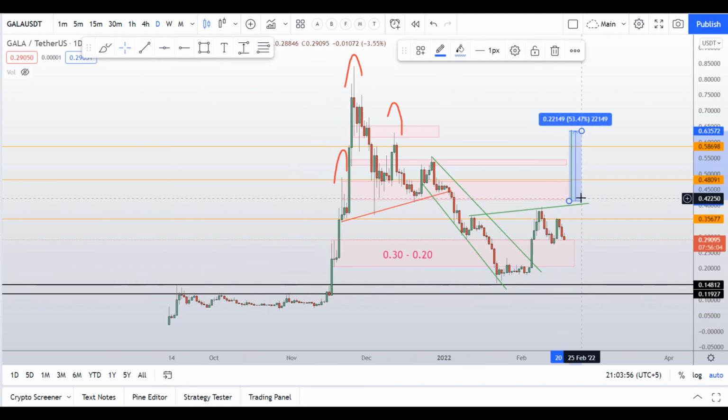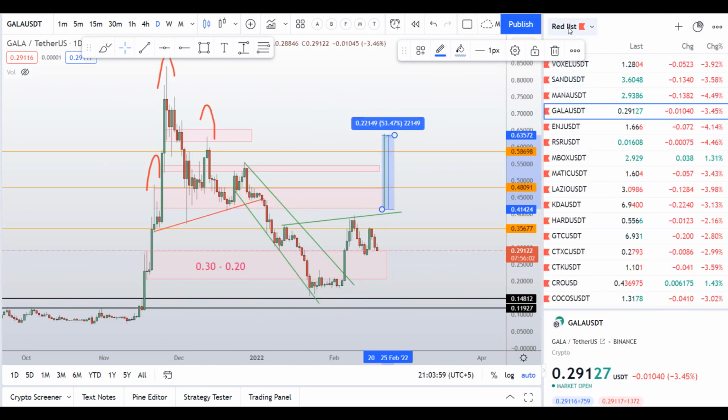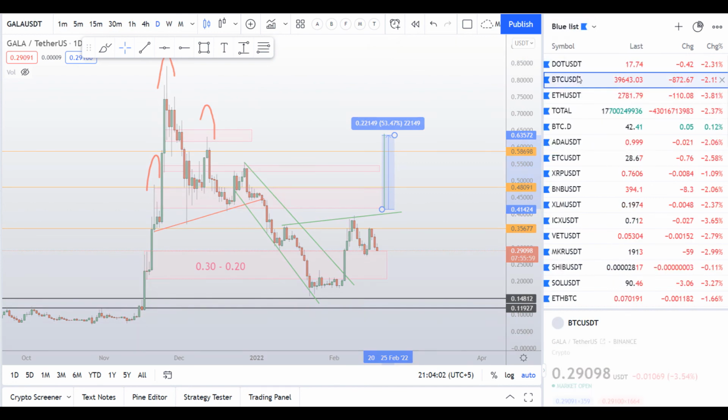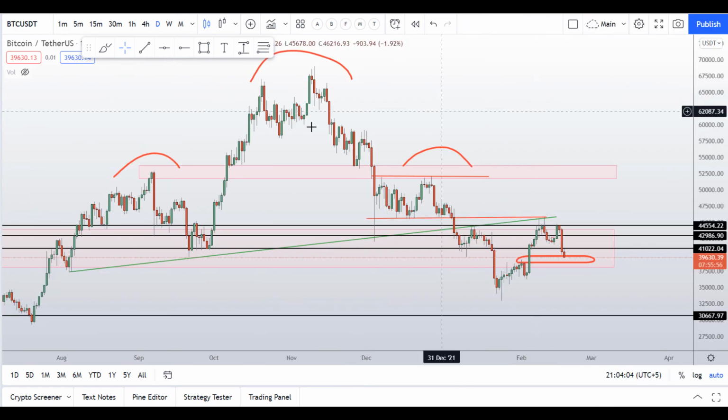Alright, so that's it guys. Bitcoin is the king, and Bitcoin is the driving factor of all the coins. So let's hope that we get a bounce at around 39K. This is a good support area.